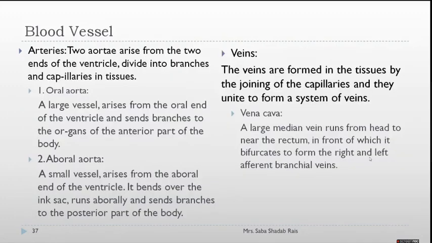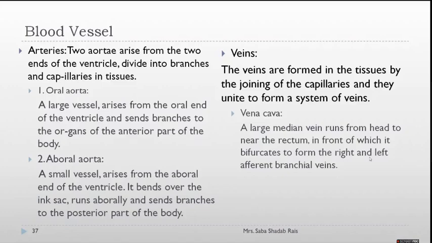Now let us discuss the blood vessels. First we will talk about the arteries. Now arteries, I told you, are related with the oxygenated blood. So two aortas are there. We know very well that they are coming from the two lobes of the ventricle. Thereafter they will be divided into branches and capillaries in the tissue.